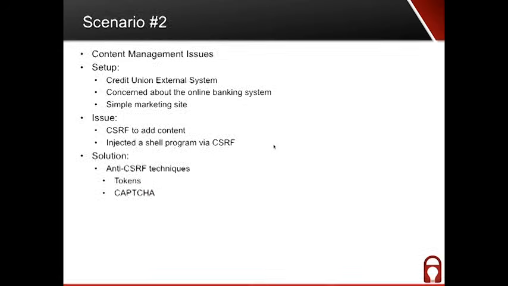So let's move on to scenario number two. The second thing is content management issues. Lots of organizations have CMSs, and they push these sites out and use them. This one was an online banking system. It was a credit union. And they were concerned about their online banking system. That's very, very common. Banks, credit unions, whatever, they'll come to us quite often and say, hey, we have an online banking system. Could you help us test that?